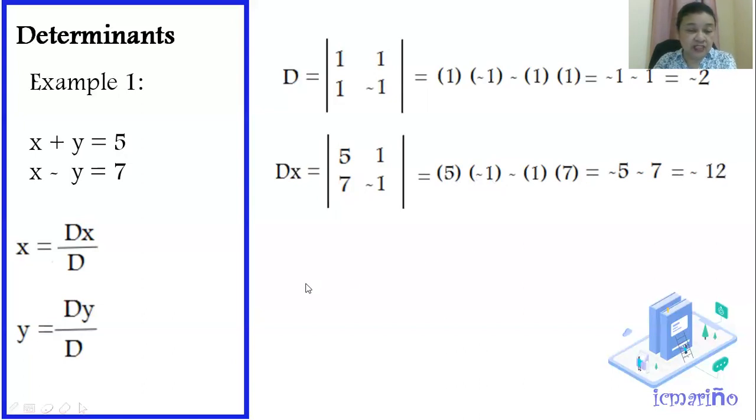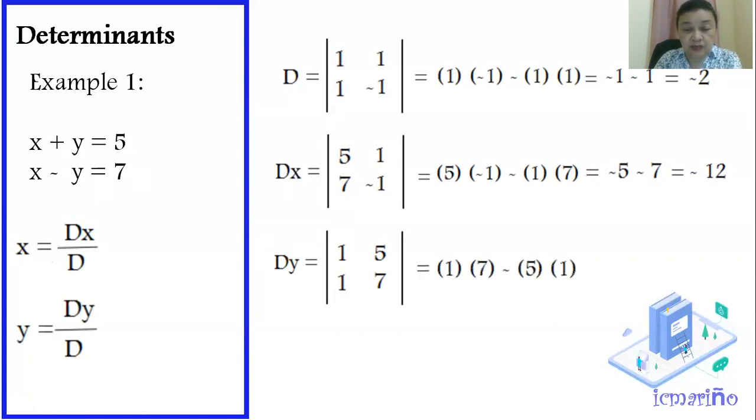Now, let's proceed to the determinant of y. Kung kanina, pag determinant of x, hindi kasali ang coefficient ng x, so dito sa determinant of y, hindi naman kasali ang coefficient ng y. So, instead na coefficient ng y na 1 at negative 1, ginamit natin yung values after ng equal sign na nasa right side, which is 5 and 7. Sa x, ganun pa rin, yung coefficient ng x na 1 and 1. Again, same process, i-multiply natin diagonally: 1 times 7 minus 5 times 1, that is equal to 7 minus 5 equals 2.